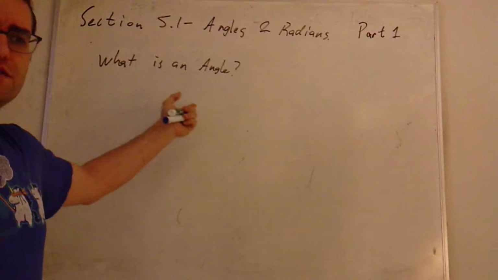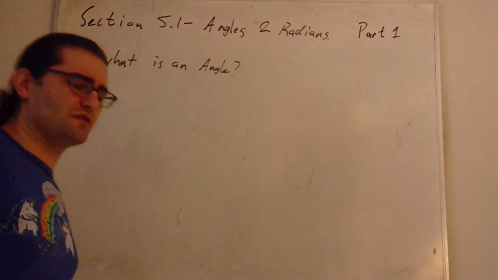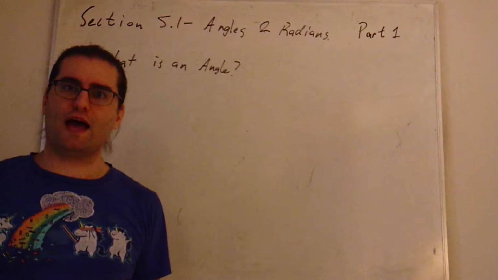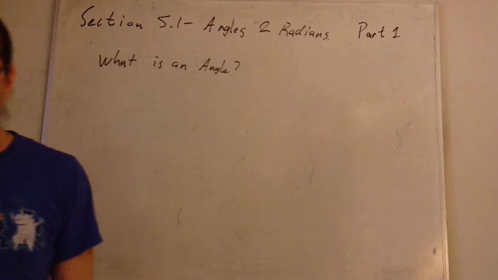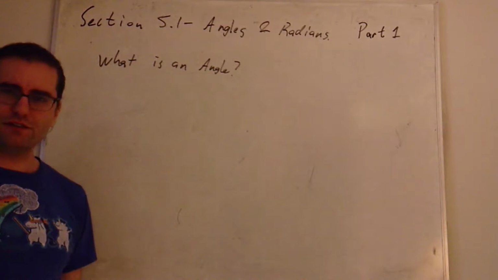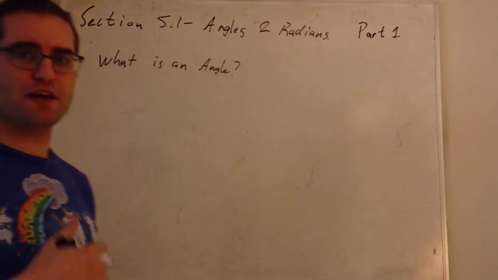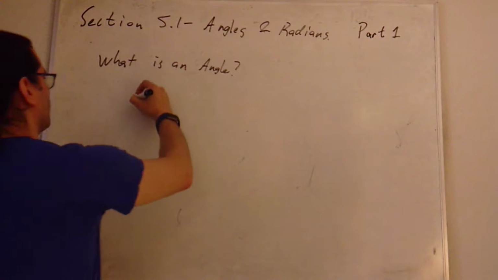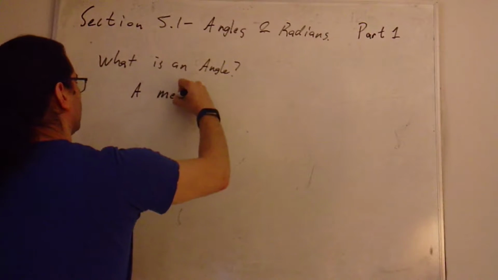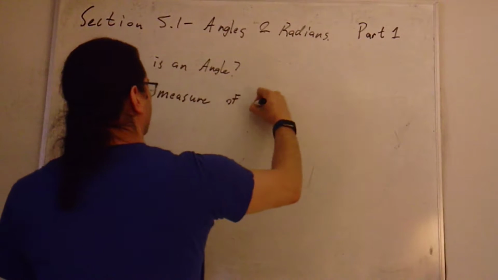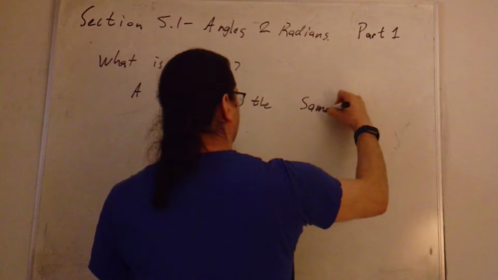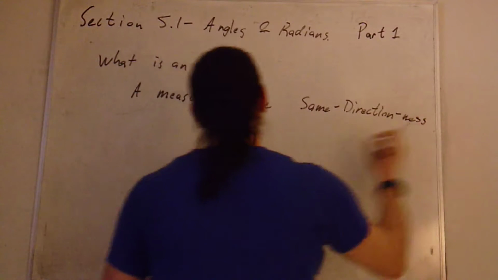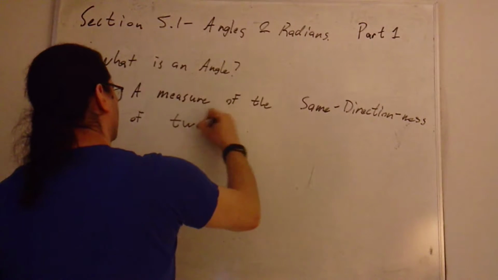And this is a much more deceptively difficult question than we sort of expect it to be, because we all kind of inherently know what an angle is, but finding the correct words that will accurately describe what an angle is and what it measures is actually pretty difficult. And I think the best way to describe what angles are and what they measure is with the description: a measure of the same directionness of two lines.